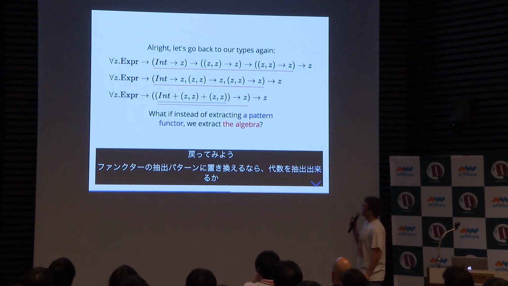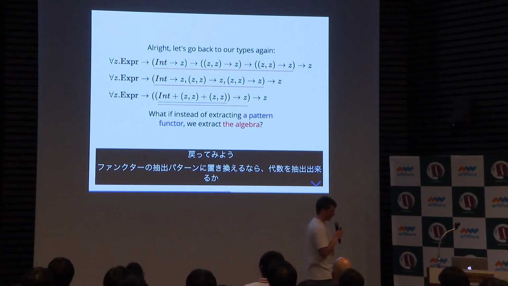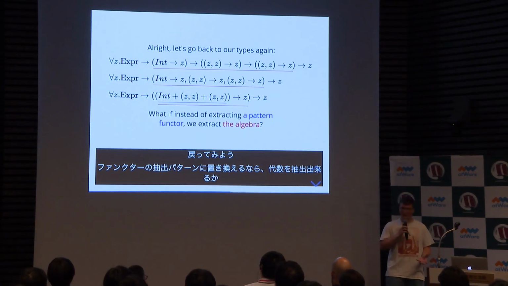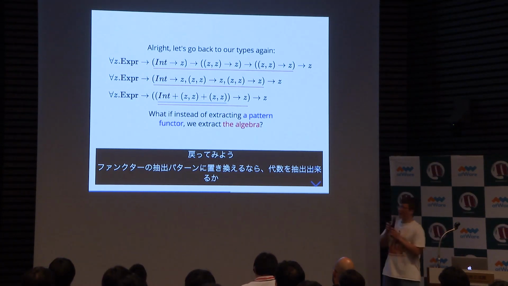Now, what if, instead of extracting a pattern functor, we were to extract our algebra? Right before, we defined a type for this part. It was x per f. What if we take this whole thing and define a new type for it?